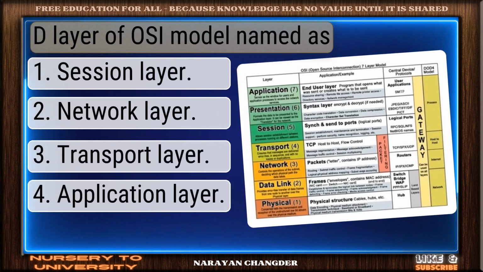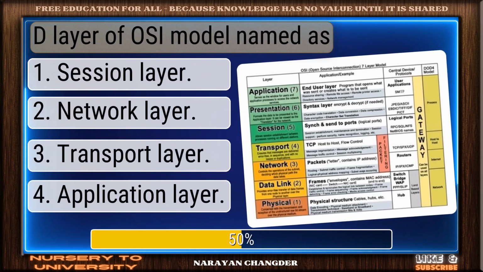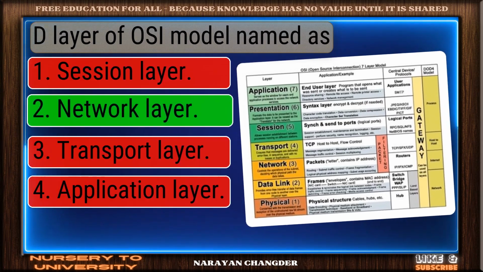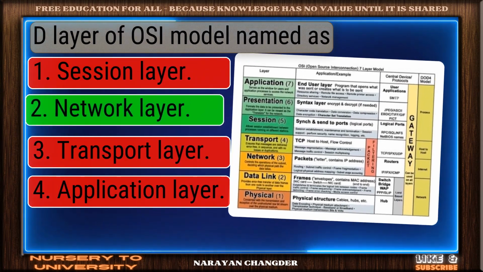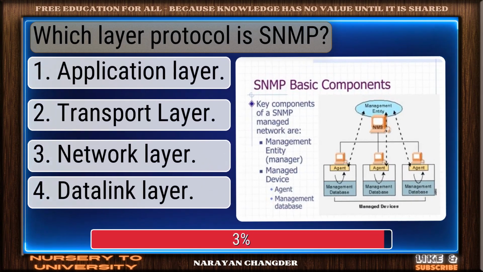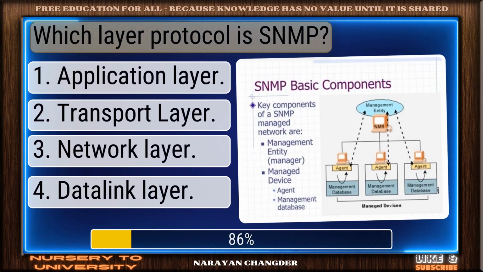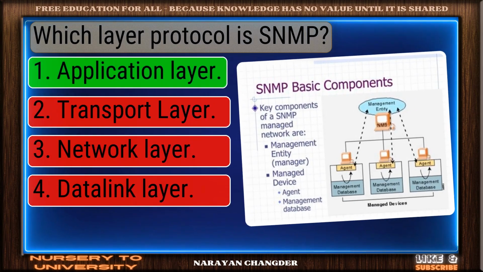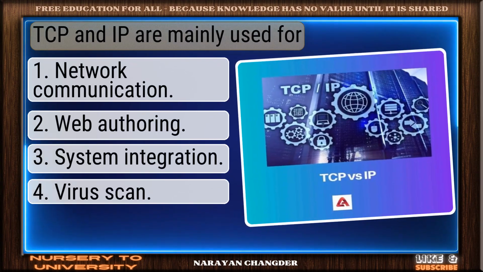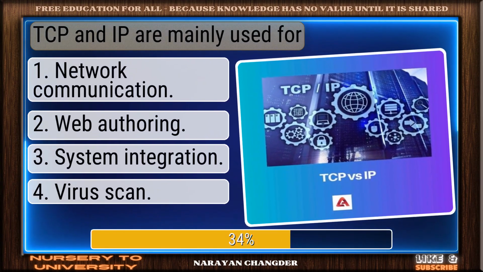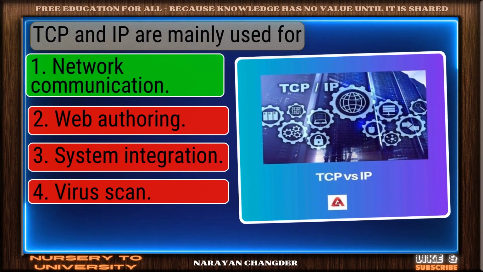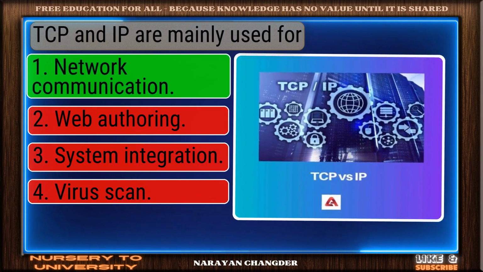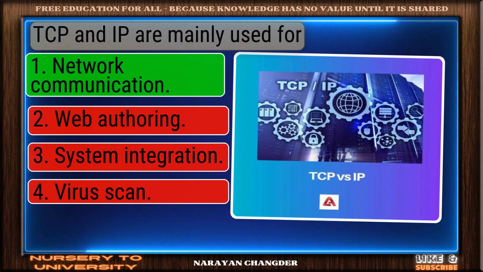D layer of OSI model named as... Well done. Network layer is right. Which layer protocol is SNMP? Perfect. Application layer is the one. TCP and IP are mainly used for... Right again. Network communication is valid.